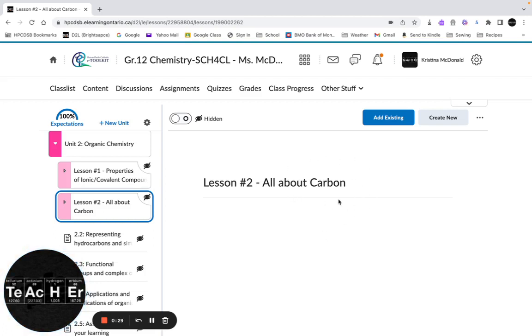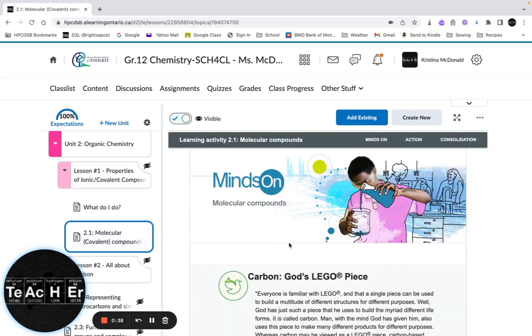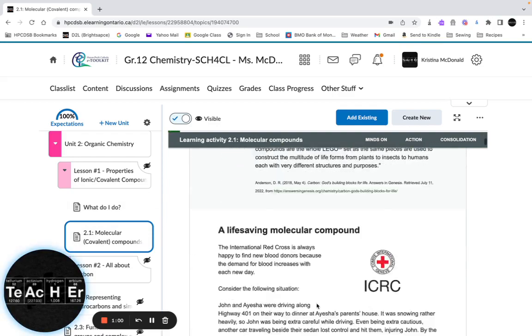is the carbon atom. So in order to complete lesson 2, we have to go back into lesson 1, and you see it here on my screen, and you have to click on the main resource note, which is 2.1. It's called molecular compounds. So I mentioned this in the lesson that I tend to use the term covalent compounds. Some people use molecular. They mean the same thing. Okay, so you're going to see us using those two terms interchangeably. Molecular and covalent mean the same thing.